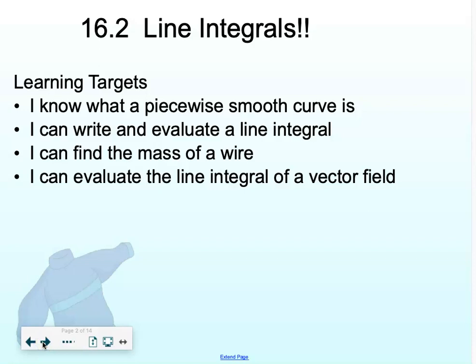Today we are going to do 16.2 line integrals. We are not going to finish this today. I can almost guarantee there is no way we are finishing this lesson. We have 55 minutes. I just don't want to rush it because this is kind of important, right? So we'll see what we get through, and if we have to push to Monday, then we push to Monday.